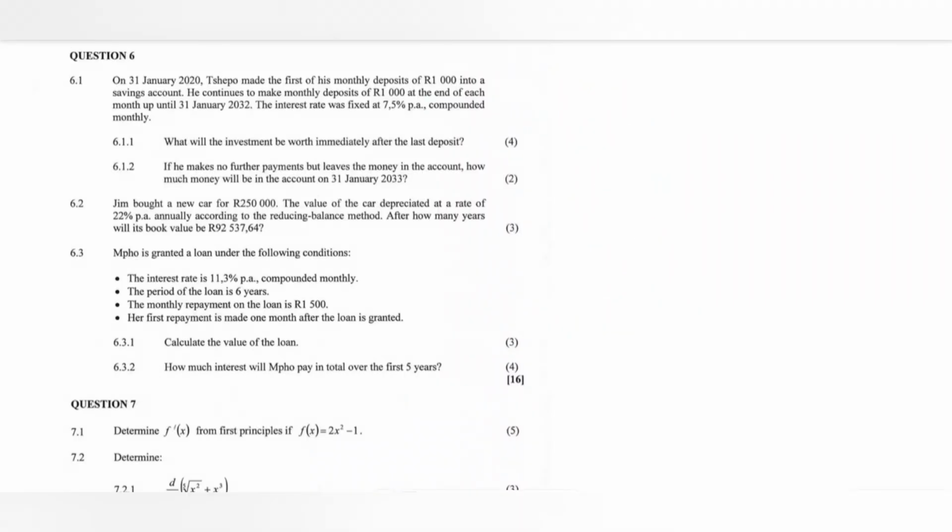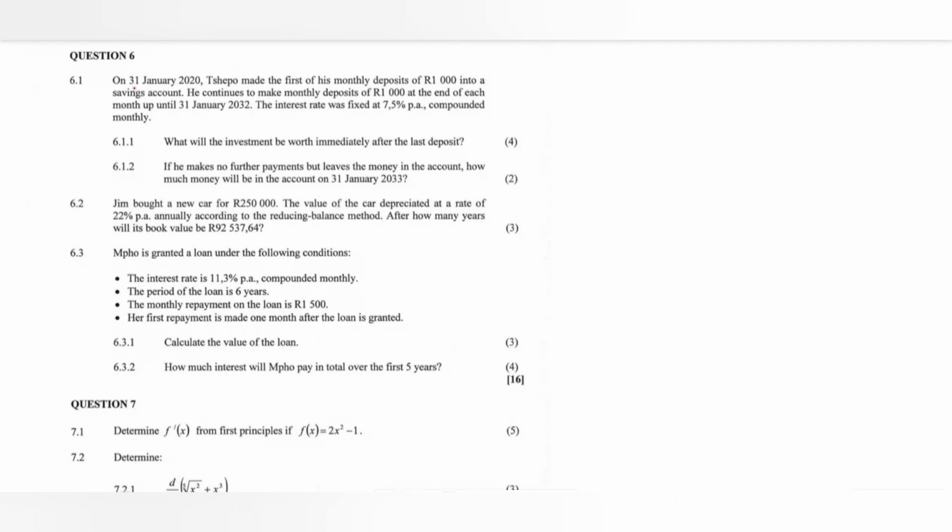Question 6. This is financial maths. 6.1. On 31 January, Tsepo made the first of his monthly deposits of 1,000 into a savings account. He continues to make monthly deposits of 1,000 at the end of each month up until 31 January 2032. The interest rate was fixed at 7.5% per annum, compounded monthly. 6.1.1. What will the investment be worth immediately after the last deposit?